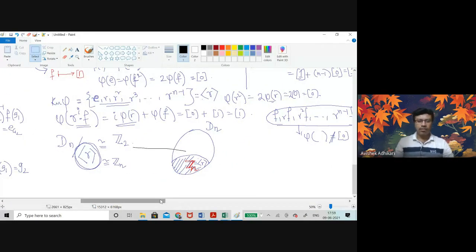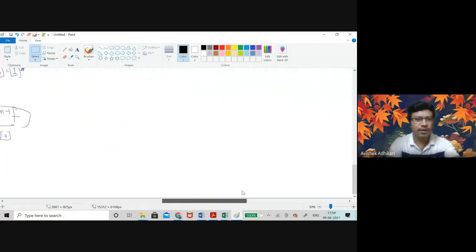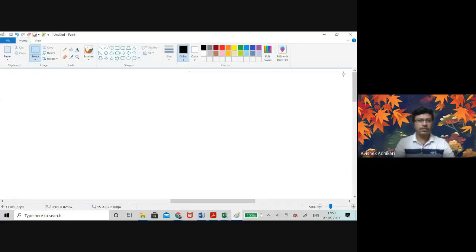Okay. So now let us try to extend the same example, but in a slightly different way. How? Let us try to define a mapping from Dn to, instead of Z2, let's go to Zn. Defined by, so as usual, this is generated by rotation and flip, and phi of r, suppose I am giving it to 1, and phi of f I am giving it to 0.